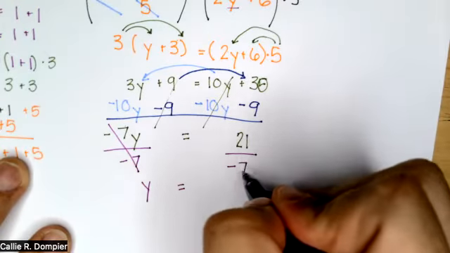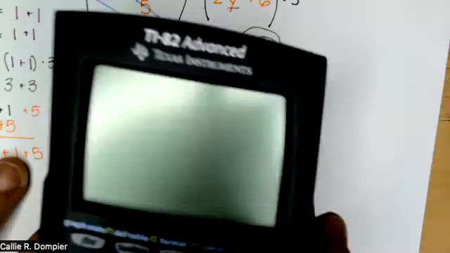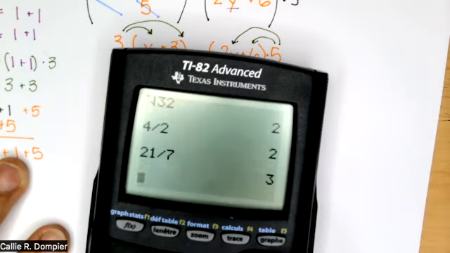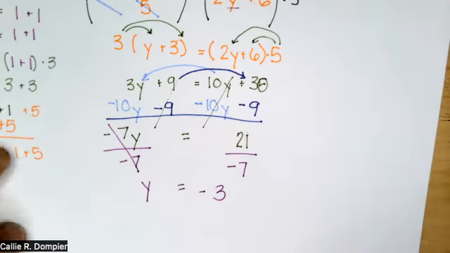A positive divided by negative will always be negative. 21 divided by 7 is what? 3. Negative 3 because it was a positive 21 and a negative 7. Any questions about that one?